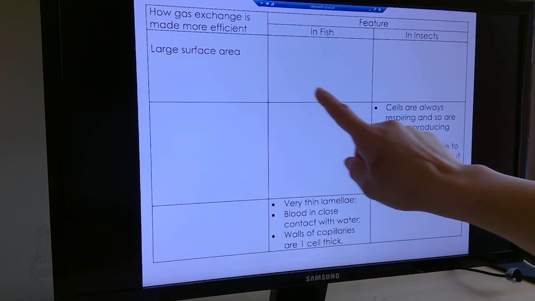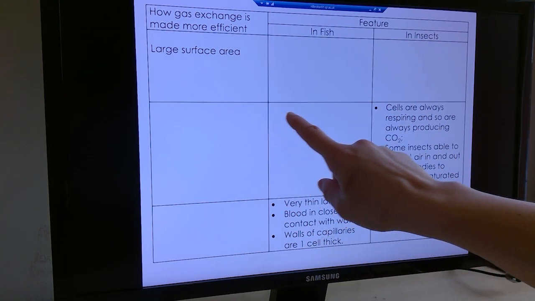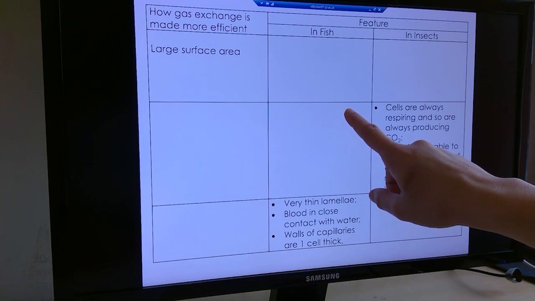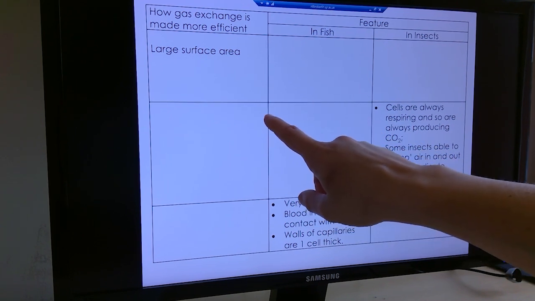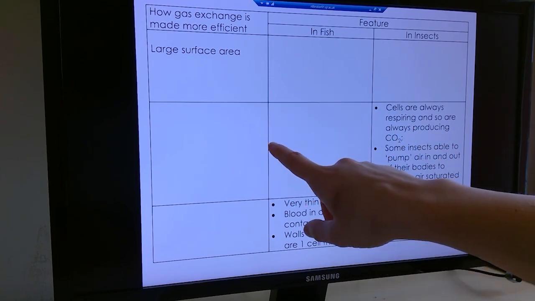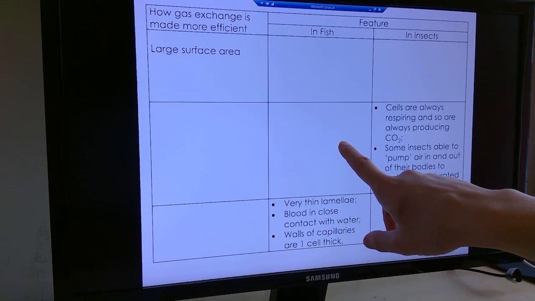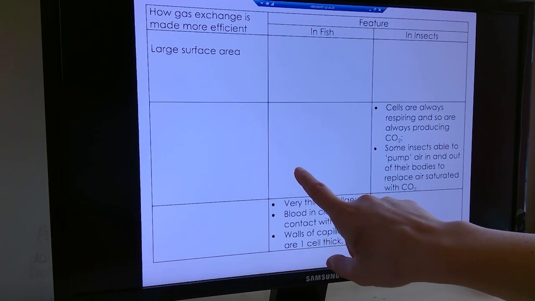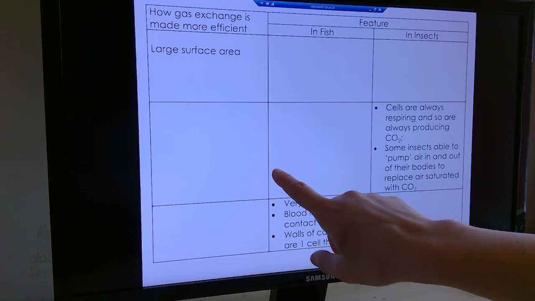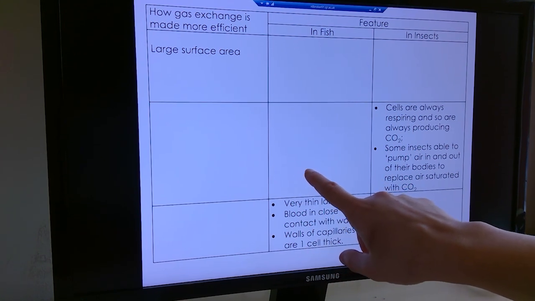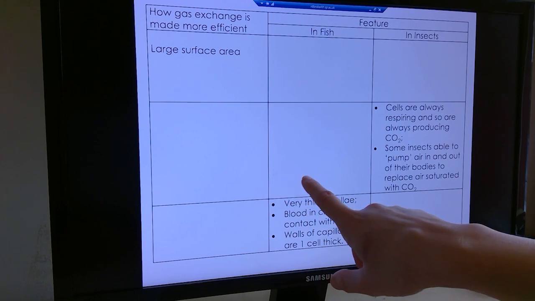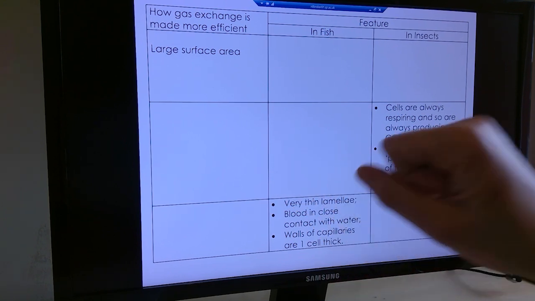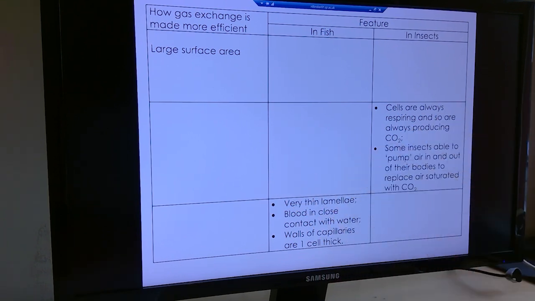So this bit here, ventilation of the gill is passing water over the gill surface. That's happening all the time. Circulation of blood is happening all the time. And also the fact that they are in a countercurrent with each other. So the blood and the water are in a countercurrent, maintaining a concentration gradient across the whole of the gill, the whole of the lamellae.